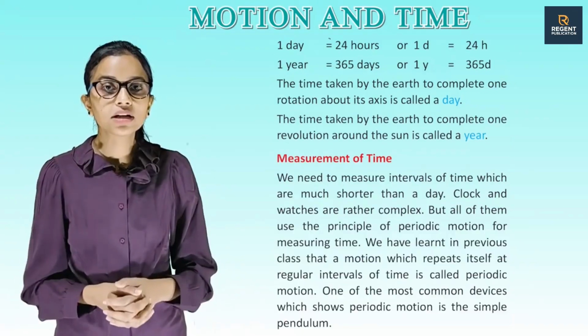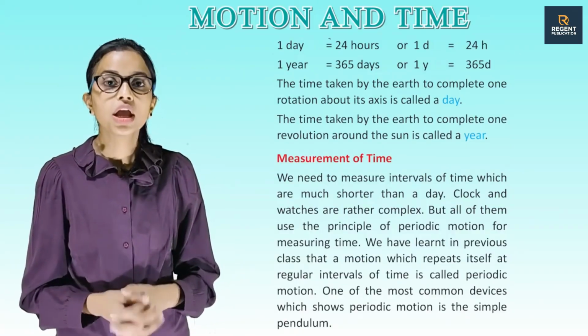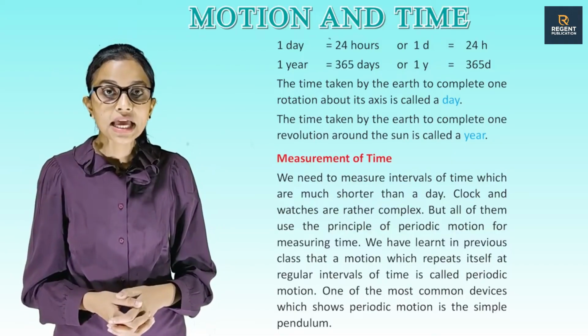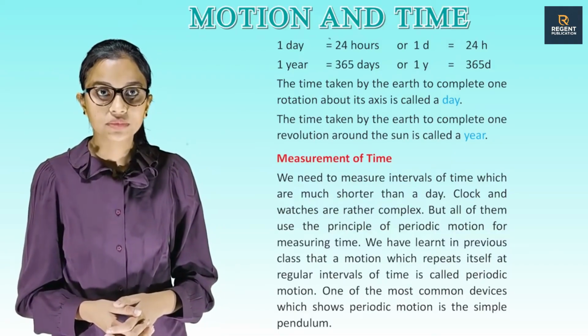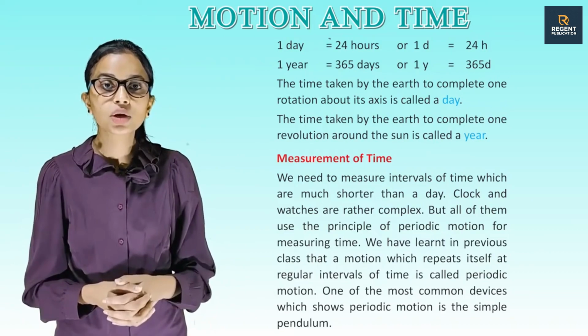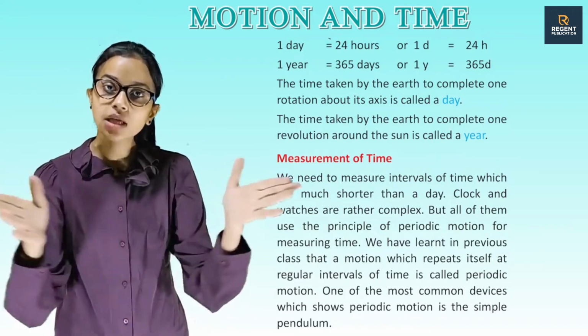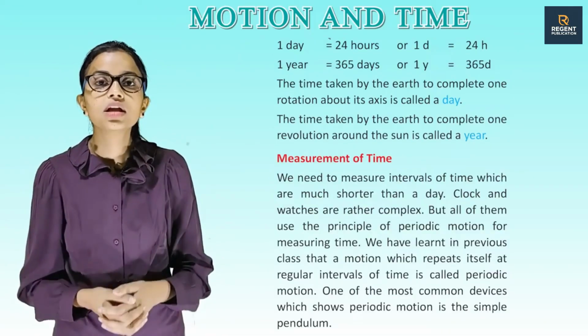The time taken by the Earth to complete one rotation about its axis is called a day. The time taken by the Earth to complete one revolution around the Sun is called a year.